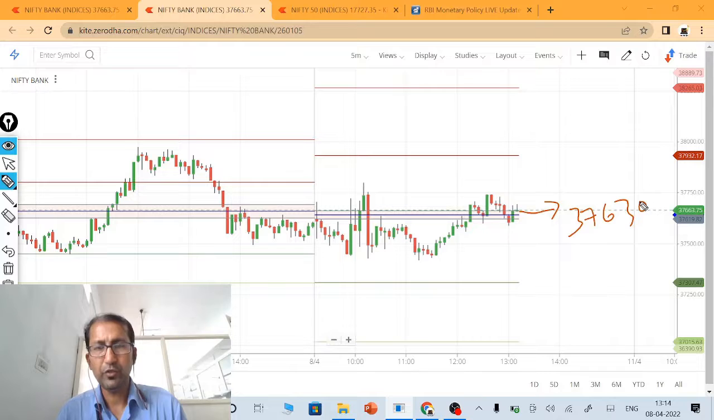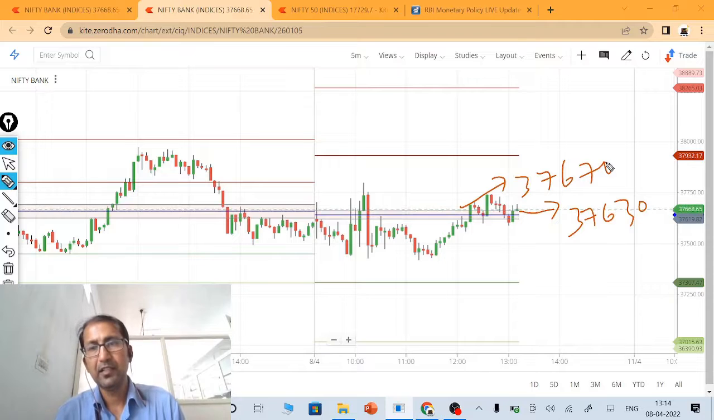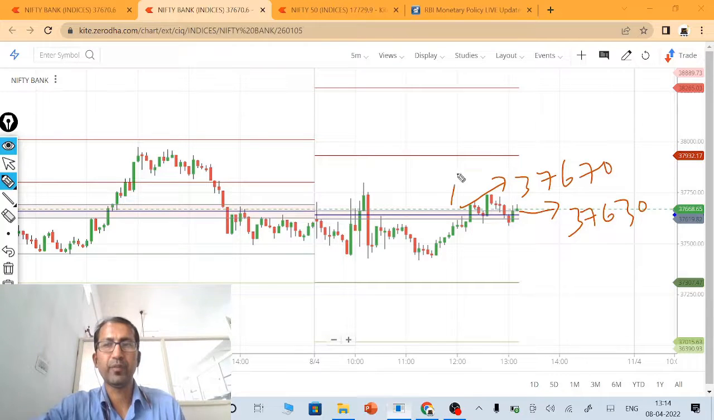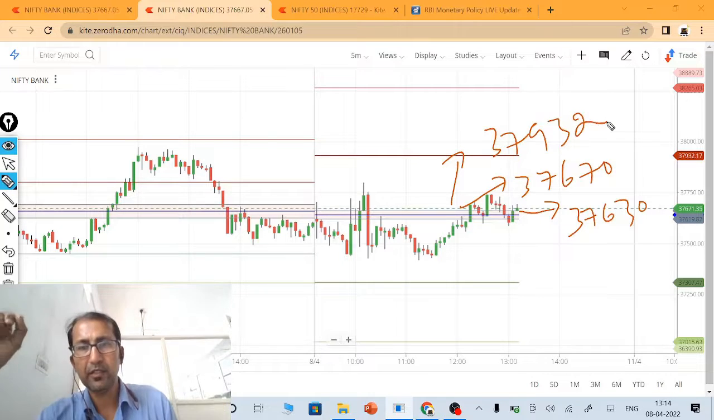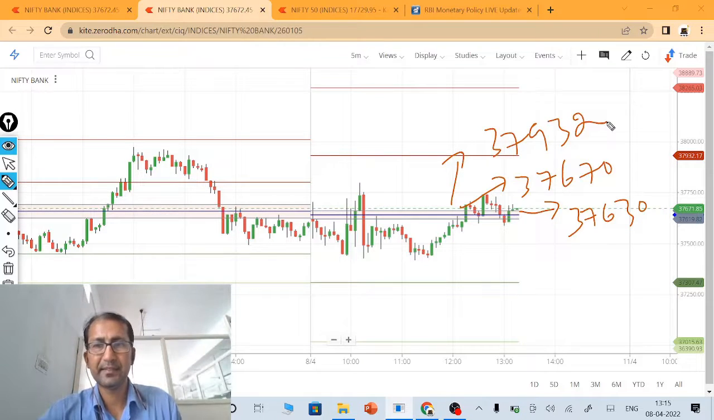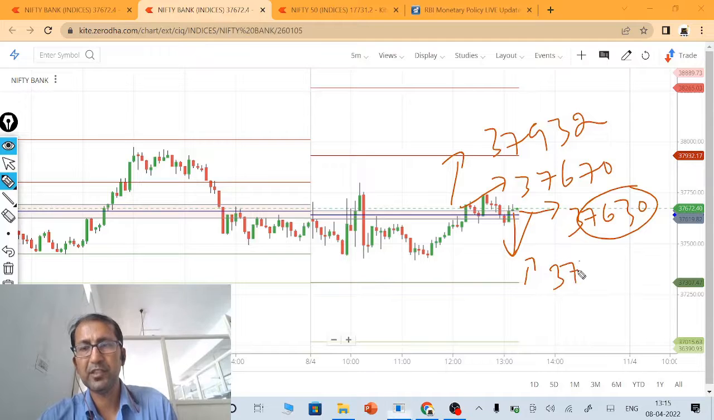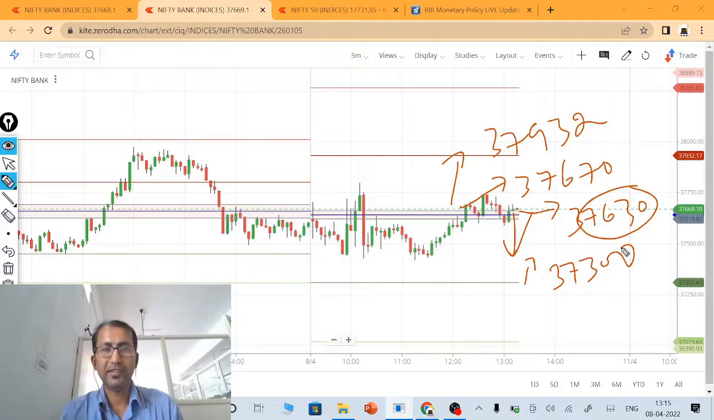Now what should you do? If the market continues to trade above the upper range of 37,670 levels, you can buy Bank Nifty for a target of 37,932. That will be the very important resistance. And if the market breaks the pivot, that is 37,630, and continues to trade below, you can sell Bank Nifty for a target of 37,300.